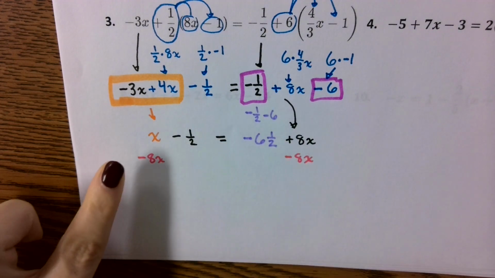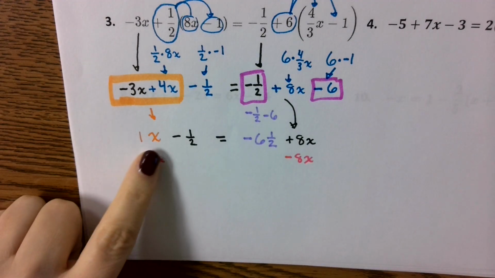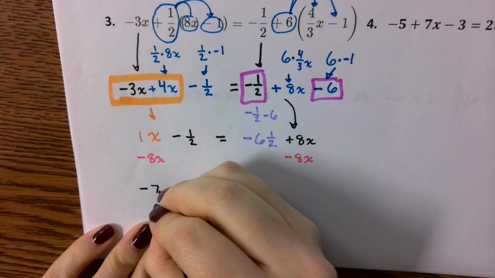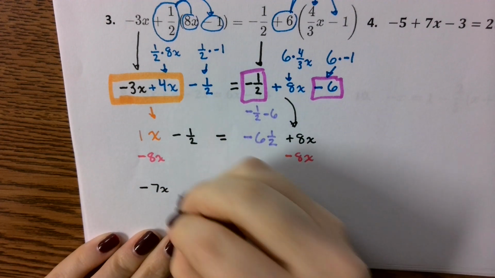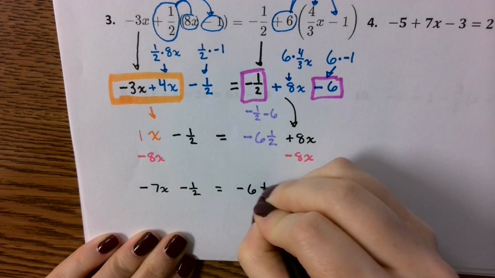Now remember that x technically had a 1 in front of it. So if you want to write the 1, you can. So we're doing 1x minus 8x. That's going to give us a negative 7x. So we have a negative 7x minus a half is now equal to negative 6 and a half.